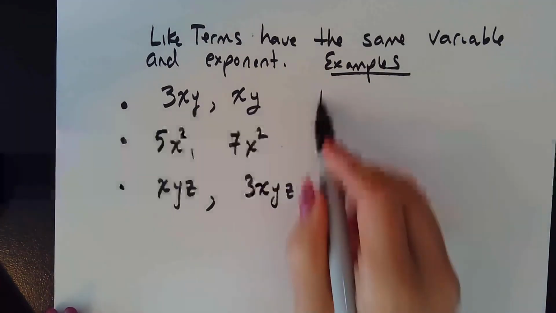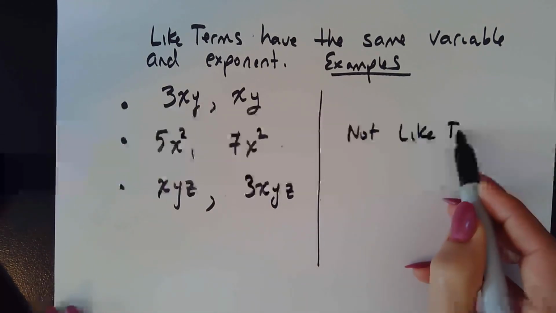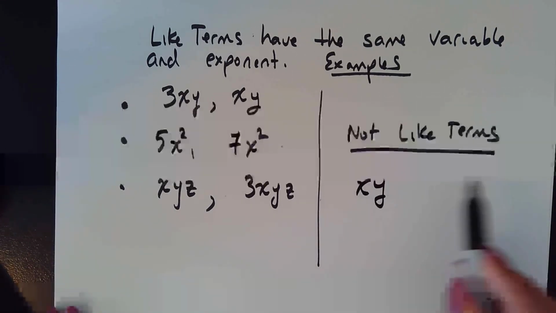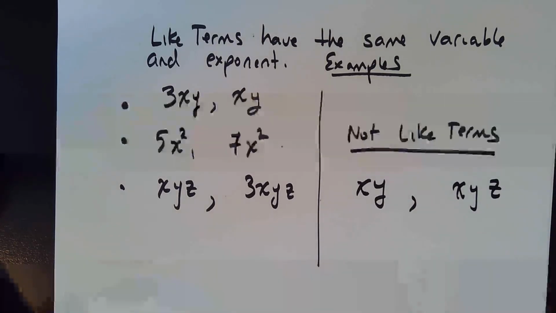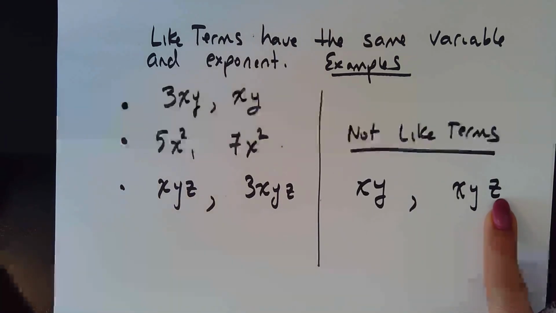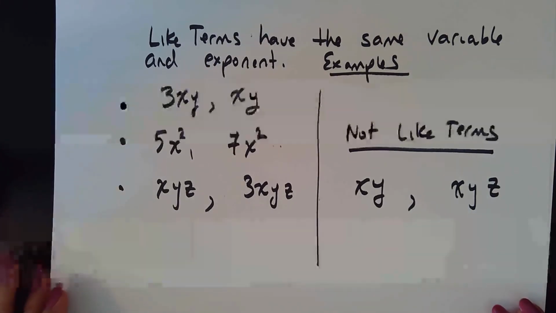Now, not like terms, be very careful. You can have xy and xyz. These are different, right? Because xy and xyz, this second term has a third variable, right? So these are not like terms. So we can add and subtract like terms. Okay? If they're not like terms, we cannot combine them or add or subtract.